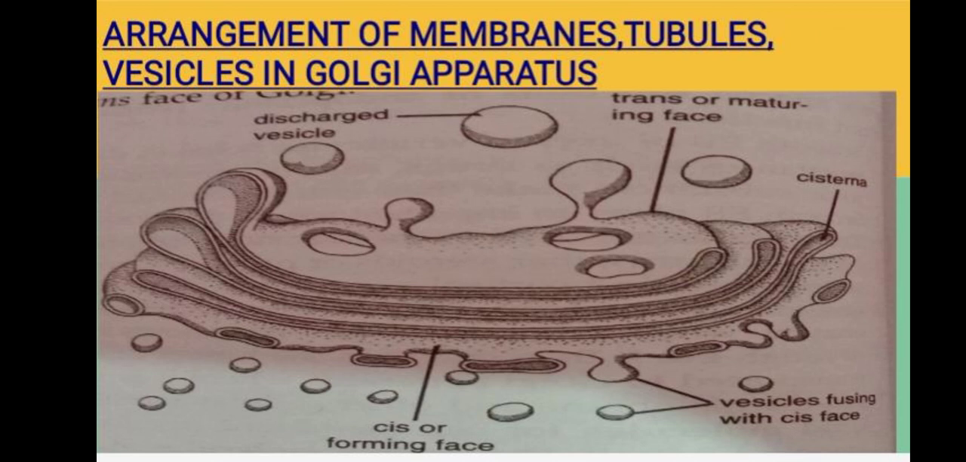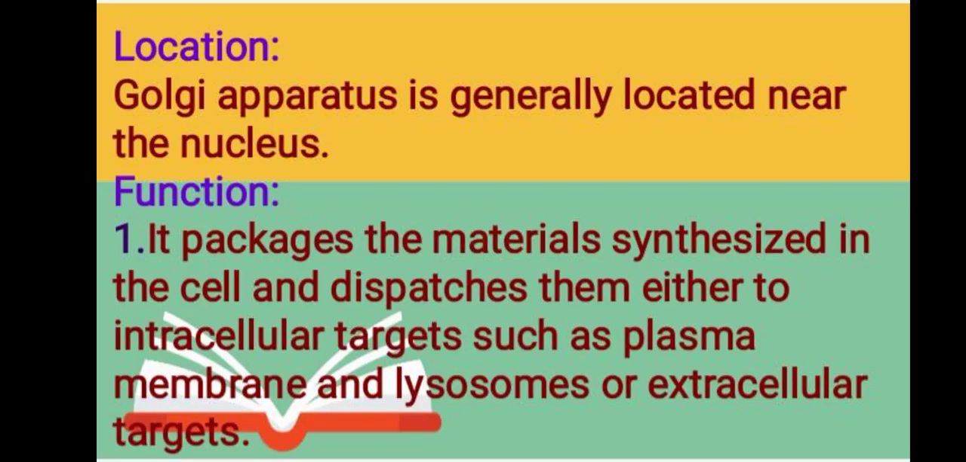Let's see the arrangement of membranes, tubules and vesicles in the Golgi apparatus with the help of this diagram. The Golgi apparatus is generally located near the nucleus. Function: it packages the materials synthesized in the cell and dispatches them either to intracellular targets such as the plasma membrane and lysosomes, or extracellular targets.